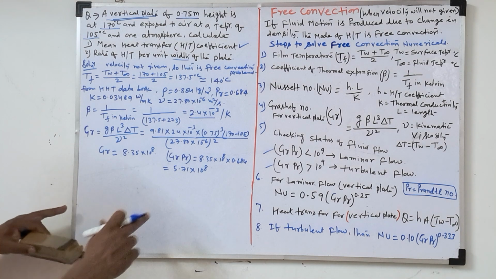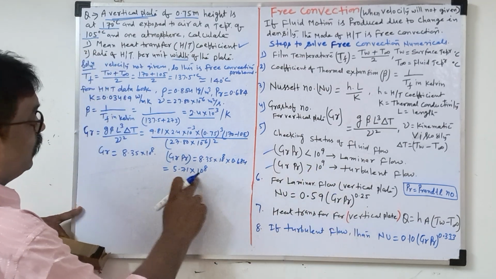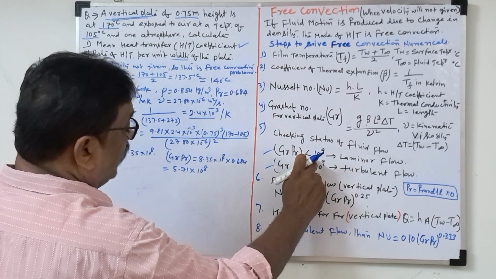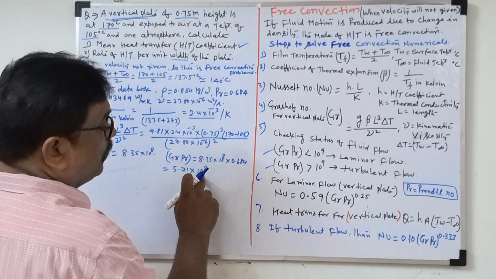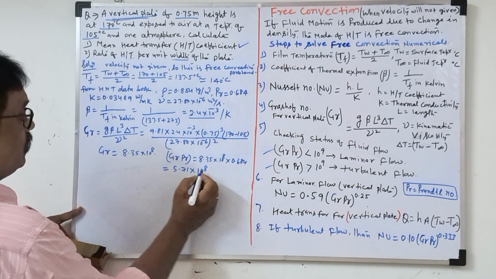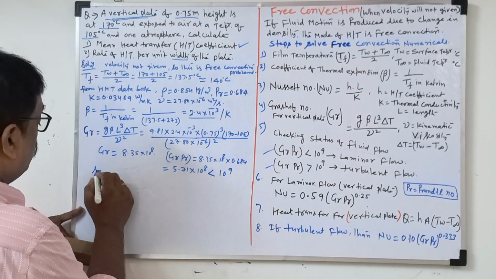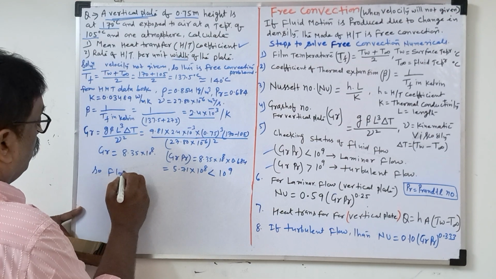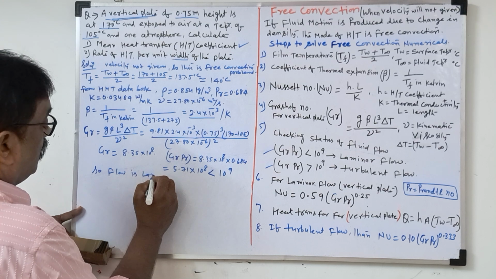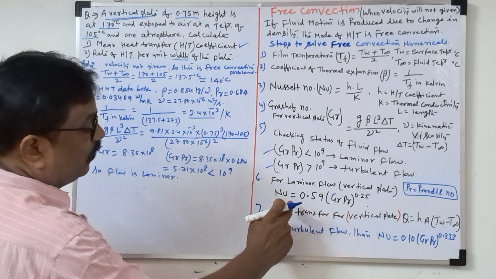Now once you know this value, then we will find the status. This value is what? Less than 10 power 9. 5.71 into 10 power 8 here. So this is laminar. We can say this is less than 10 power 9, so the flow is laminar. Then for laminar flow, what is the Nusselt number?